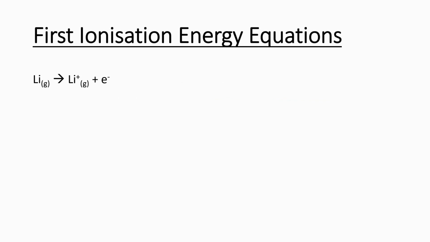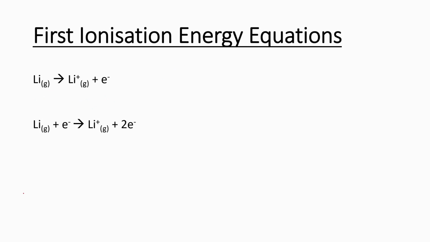So when we write equations, it's very important to note that we include the state symbol. It has to be gaseous for the atoms and the ions. The first ionization energy can be written as follows. Here an example is lithium. So lithium gas goes to lithium plus gas plus e minus. That is for the first ionization energy. We've got 1 mole of lithium gas. We're going to form 1 mole of lithium plus gaseous ions, and we're going to form 1 mole of electrons there.